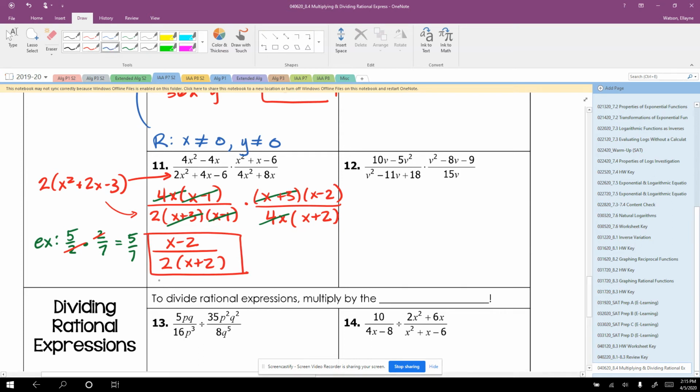And don't forget restrictions. X cannot equal. And now I would look here, and I would also look there for restrictions. Wherever you see the x variable, set each of those factors or terms, because this is really the zero product property, set them equal to 0 to get your restrictions. You're going to get x cannot equal -3, +1, 0, or -2.